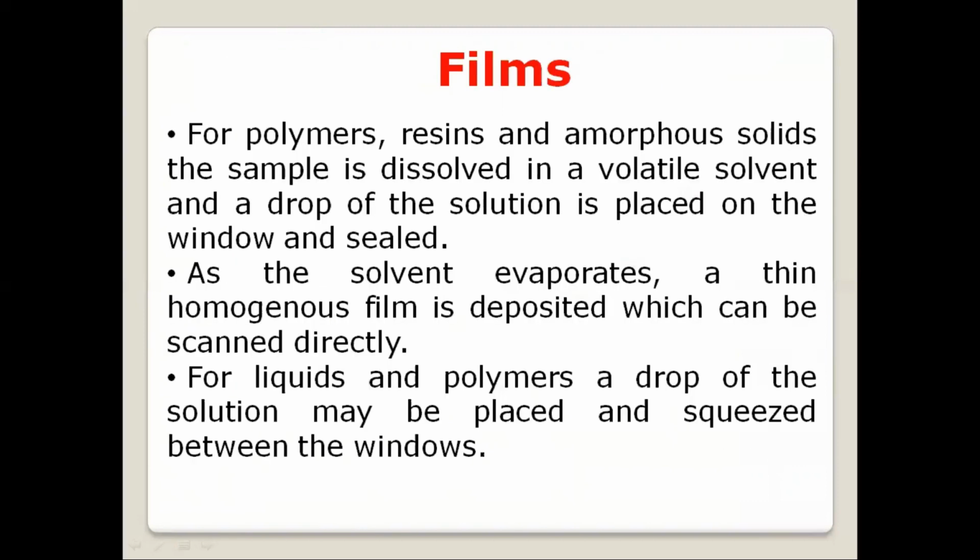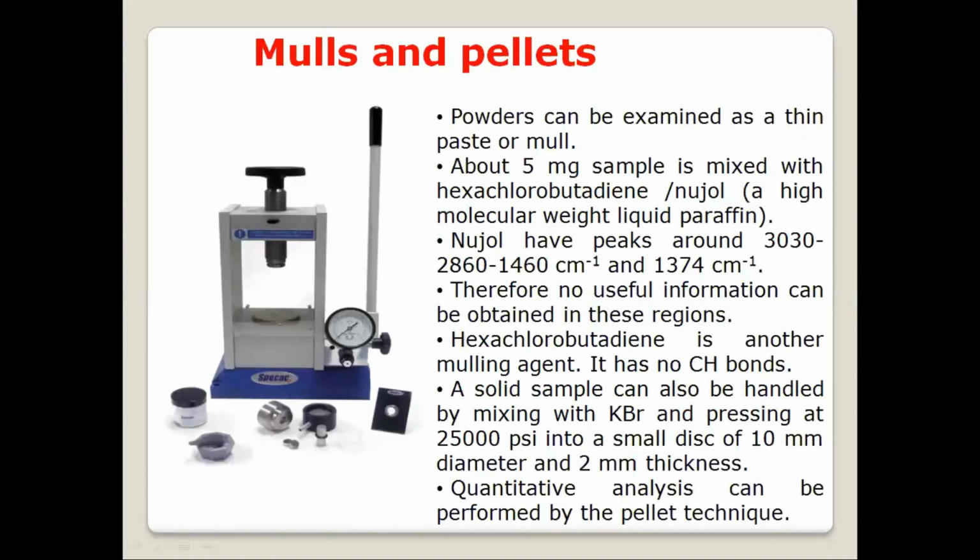In case of solids, you can use films for sampling. For polymers, resins, and amorphous solids, the sample is dissolved in a volatile solvent and a drop of the solution is placed on the window and sealed. As the solvent evaporates, a thin homogeneous film is deposited which can be scanned directly. For liquids and polymers, a drop of the solution may be placed and squeezed between the windows. Mulls and pellets can also be used as sampling techniques.